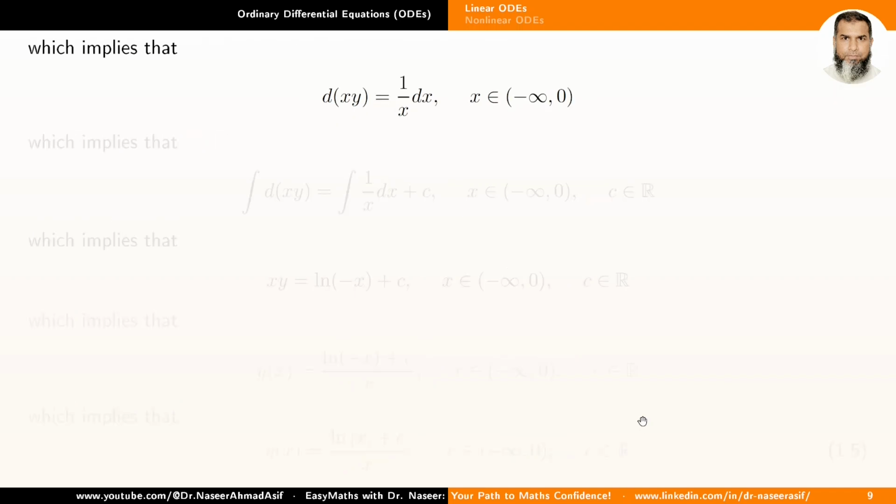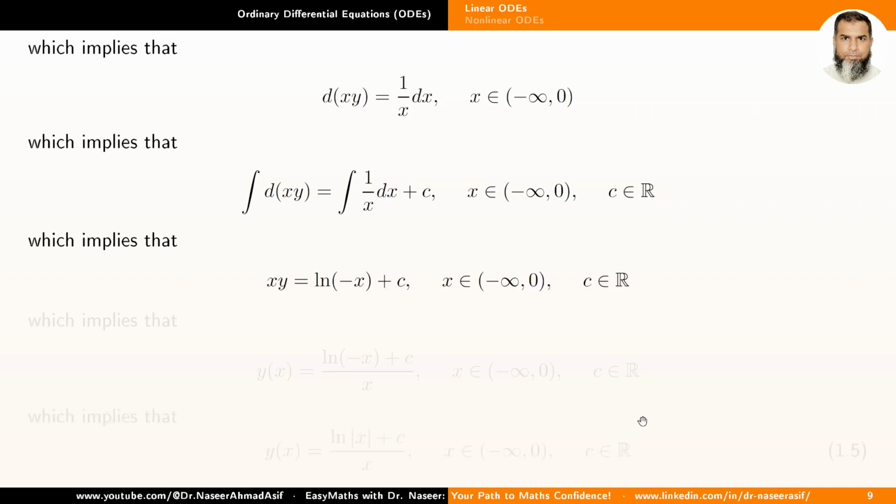So we have d of xy is equal to 1 by x dx, where x belongs to the open interval minus infinity to 0. Just taking integral, we have integral of d of xy is equal to integral of 1 by x dx plus c, where x belongs to the open interval minus infinity to 0 and c is the arbitrary constant. So we have xy is equal to log of minus x plus c, where x belongs to the open interval minus infinity to 0 and c is the arbitrary constant.